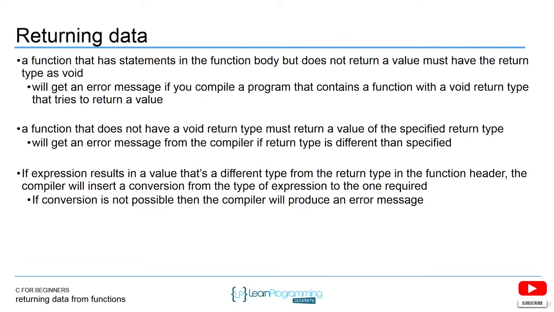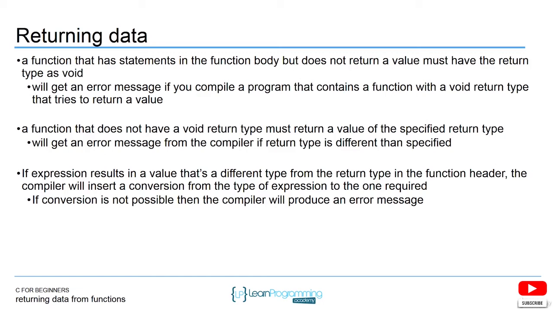If the expression results in a value that's a different type than the return type in the function header, C will try to convert it. The compiler will try to convert it if it can. So for example, if you're returning a float and your expression is I plus X with 2 ints, it's going to just convert it to a float. If you're returning an int and you have an expression that's doing float calculation, it will convert it to an int. You're going to lose data in that case, but it will do conversion.